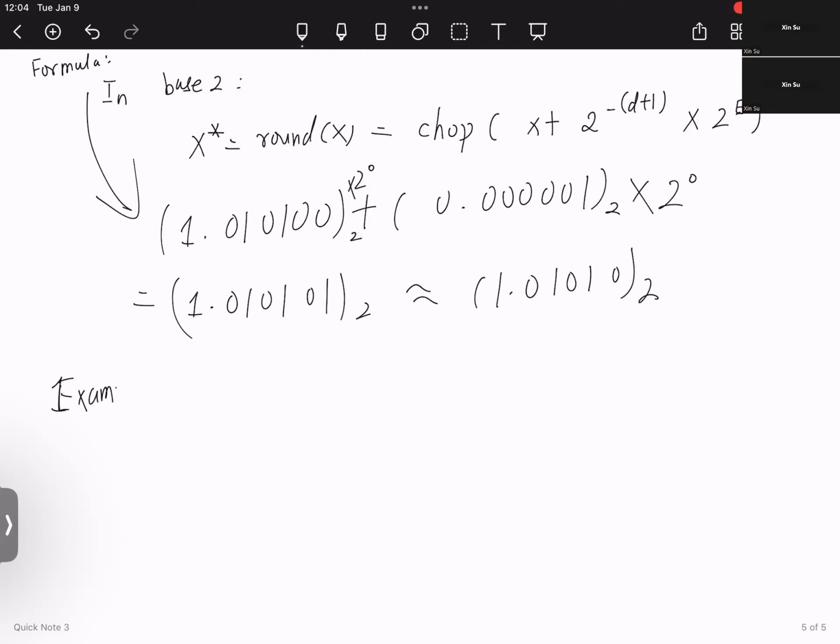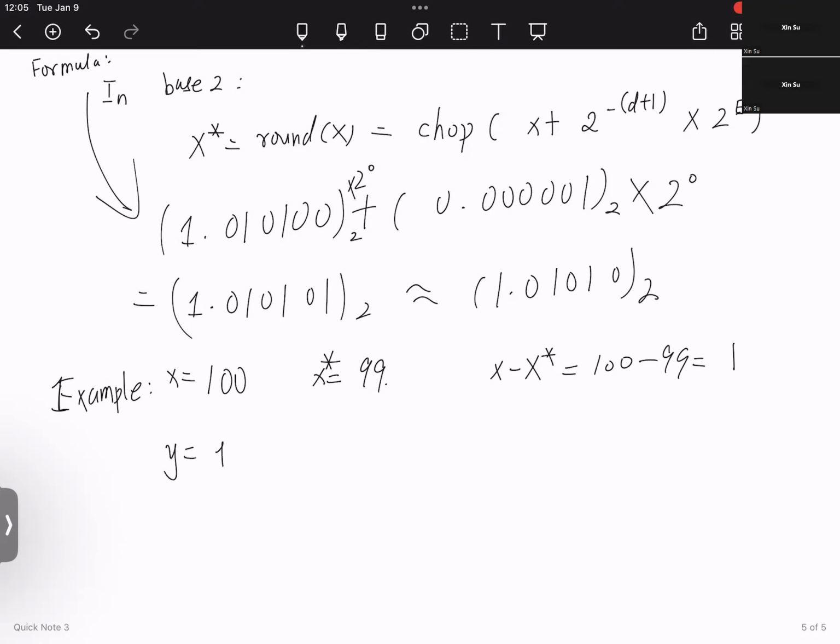Example here. We have 100. This is the number we have, x equals 100, and x star equals 99. This is the approximation to that number, and you will get the error. Maybe you can calculate the error this way: x minus x star, which is just 100 minus 99, and then the error is just 1. Maybe it's a good approximation, but let's do some comparison here.